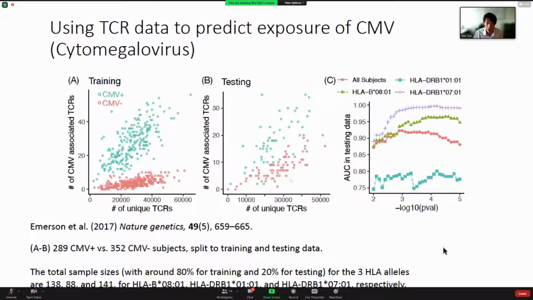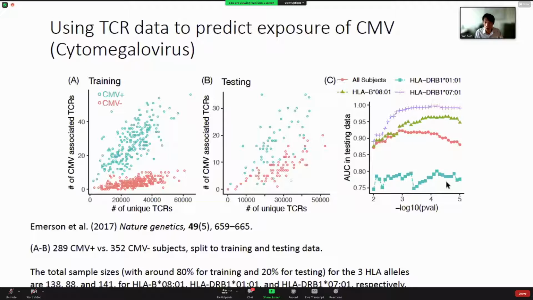So maybe the peptide from the virus protein is more likely to be presented by this HLA, and then this complex is more likely to be recognized by the TCR. So you can see for some HLAs you get much better prediction. And it's also possible that for some other HLAs, the prediction is worse when you condition on a particular HLA.